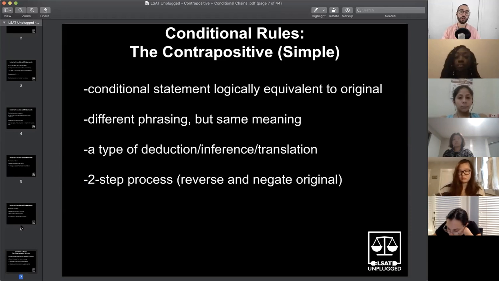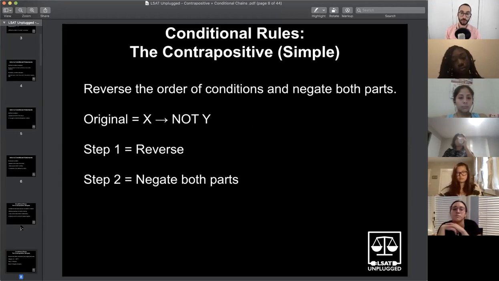So it's not really new information, it's just simply a new framing of the old information, but a new framing can often be useful. So how you do it, you reverse the order of the conditions around the arrow and you negate both parts. So if we have the original X requires not Y, you switch them around the arrow, you negate both. Anybody want to unmute themselves or type in the chat what the result would be here if we were to take the contrapositive with this example?